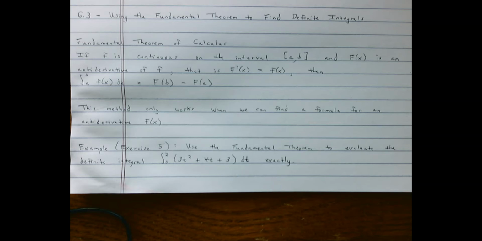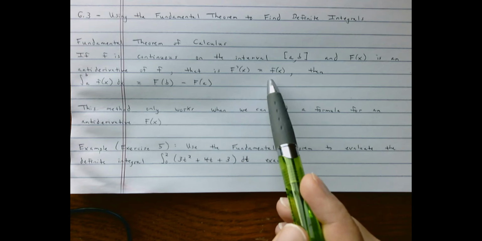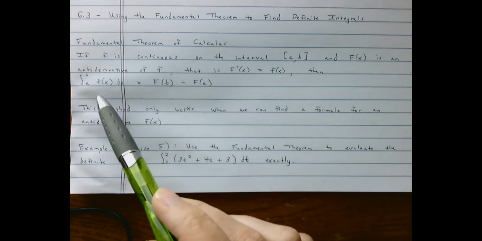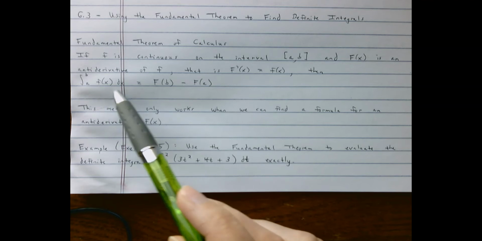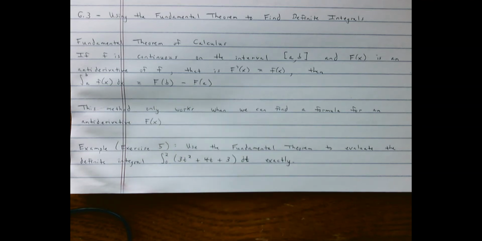So we can use the fundamental theorem of calculus, which says if little f is continuous on the interval a, b, and big F of x is an antiderivative of little f. In other words, big F prime of x equals little f of x. Then the value of the definite integral from a to b of little f of x is big F of b minus big F of a.